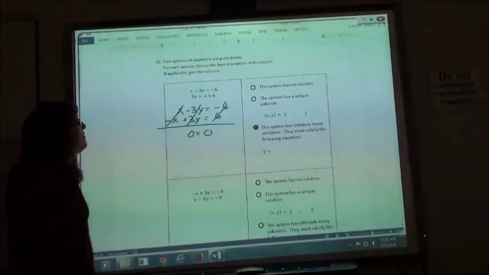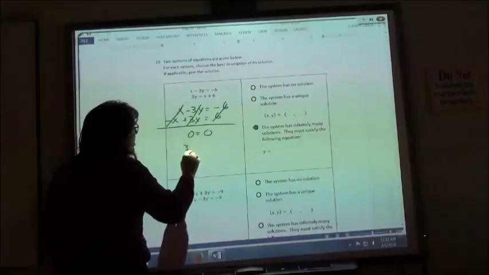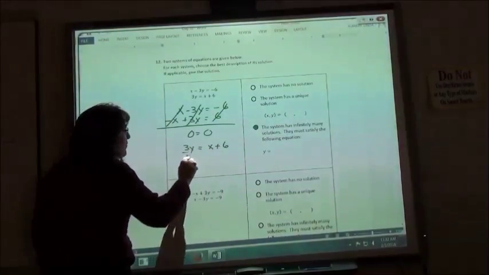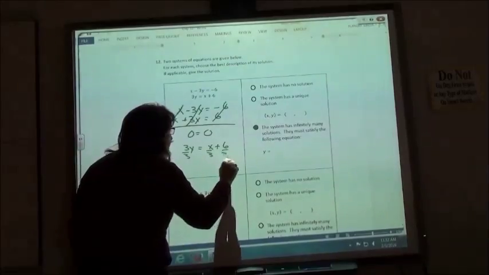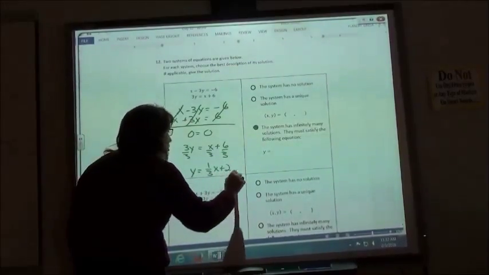If I get that, I have to solve one of my equations for y. This time I'm going to use the bottom one because it already has 3y equals x plus 6. So all I have to do is divide by my 3. So y is going to equal 1/3 x plus 2.